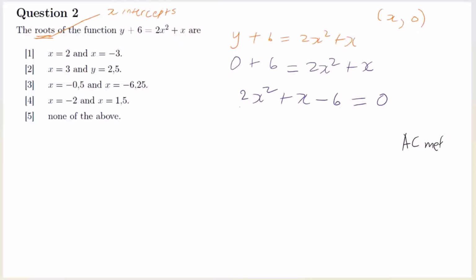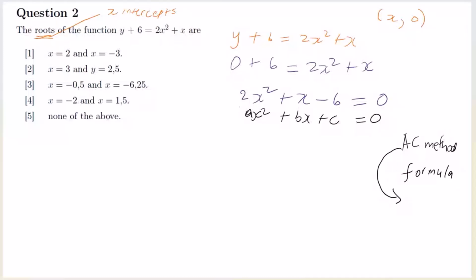Most of the time, people struggle with this. The AC method is for when you've got ax squared plus bx plus c is equal to 0. If the AC method fails, you can use a quadratic formula. Let me just show you the AC method before going into the formula.